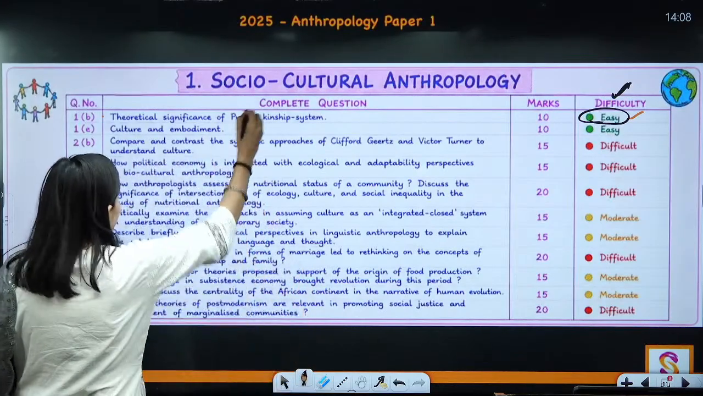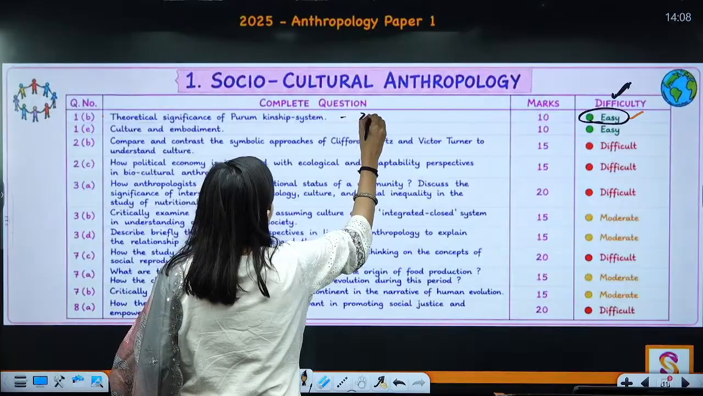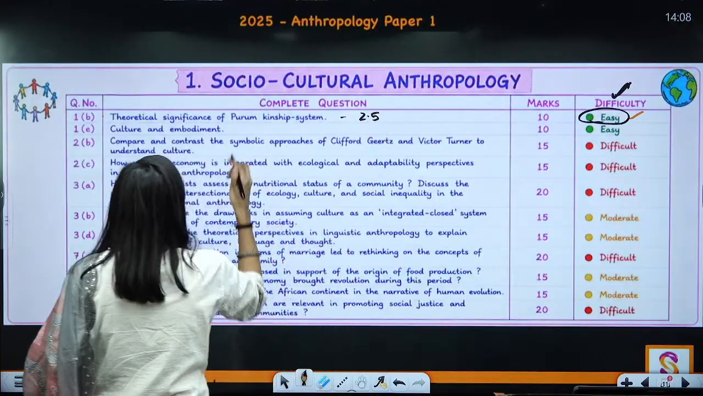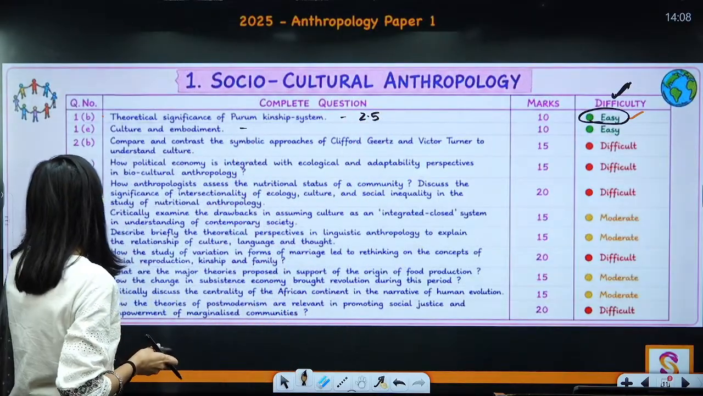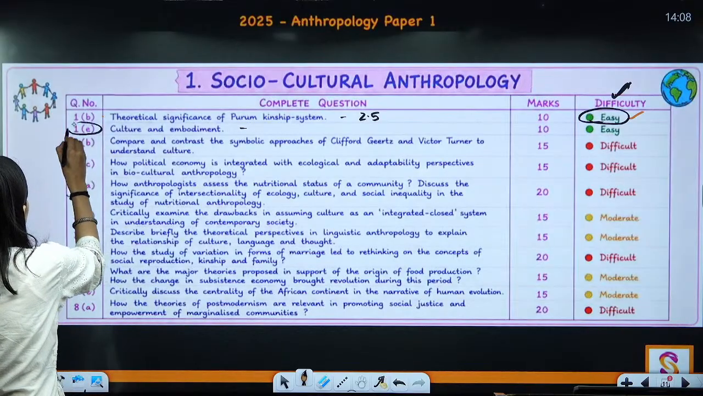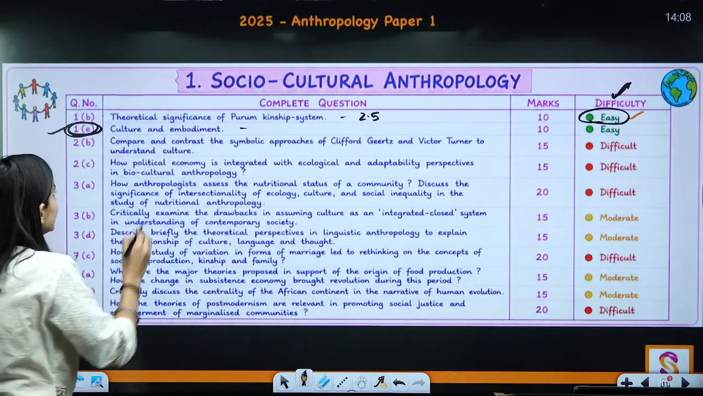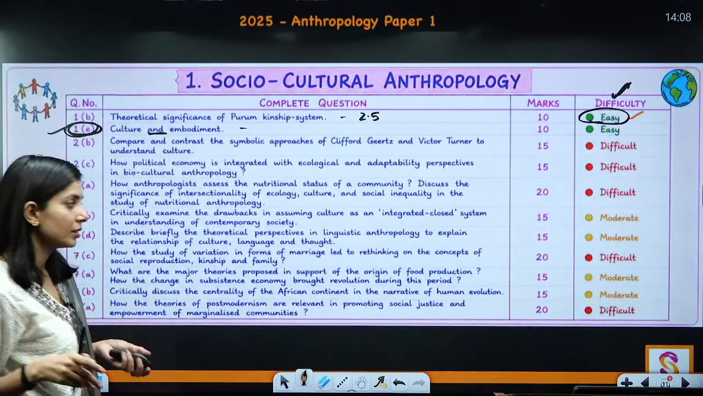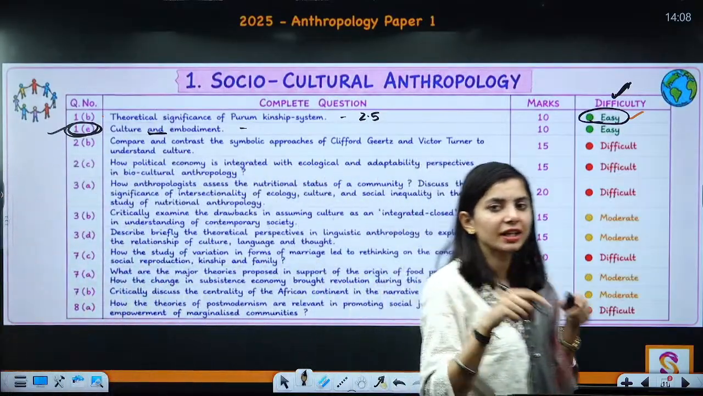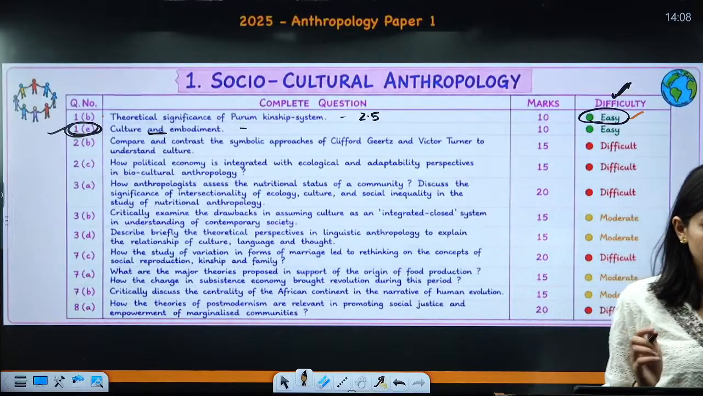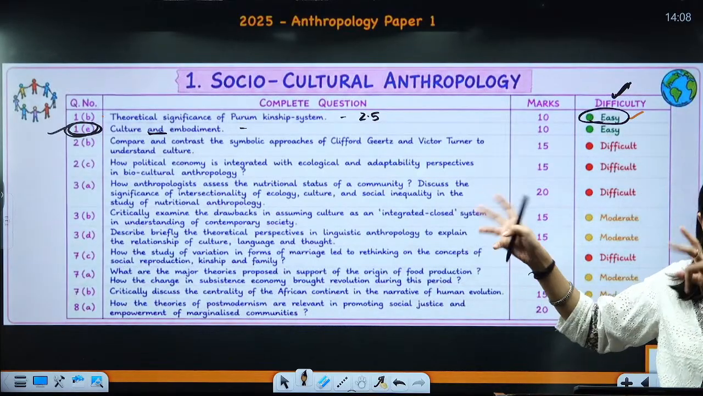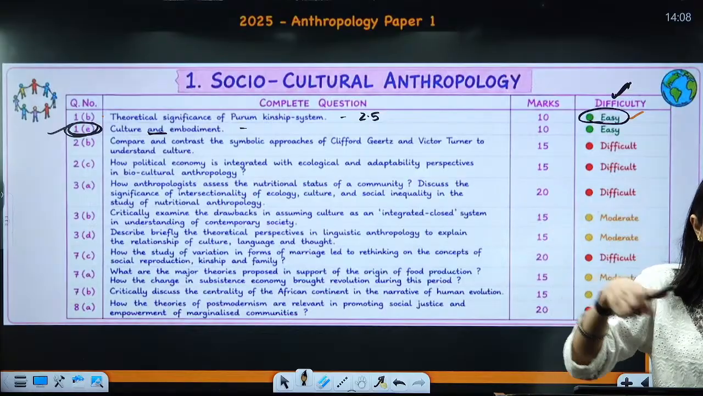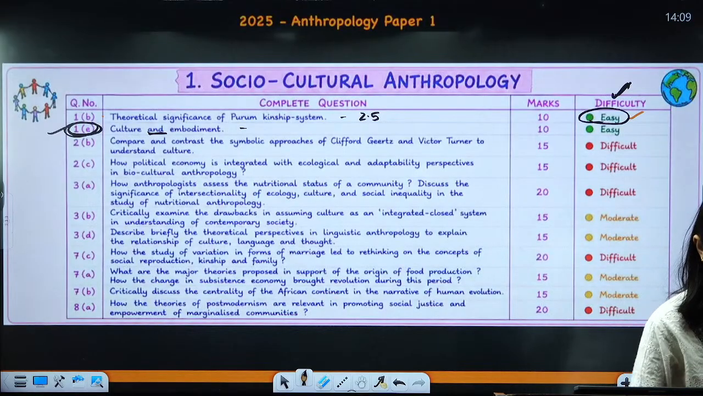Now, this is basically related to the unit 2.5. Again, culture and embodiment. Hanji, this first E question. Again, this is and wala question na, and wala question. Just tell me, is it versus wala question or is it and wala, belongs to wala question? I mean related.